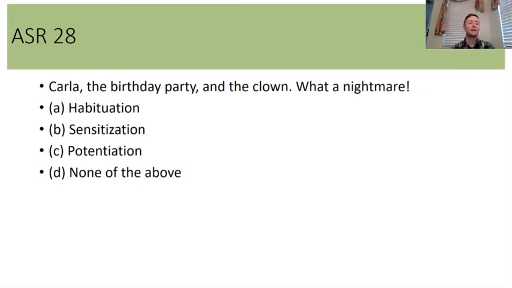Okay, so the gradual decrease in Carla's startle response to the foghorn is an example of A, habituation, B, sensitization, C, potentiation, or D, none of the above. Give you a couple more seconds. All right, I'll go ahead and close the poll, and the answer here is A, habituation. ASR 29.